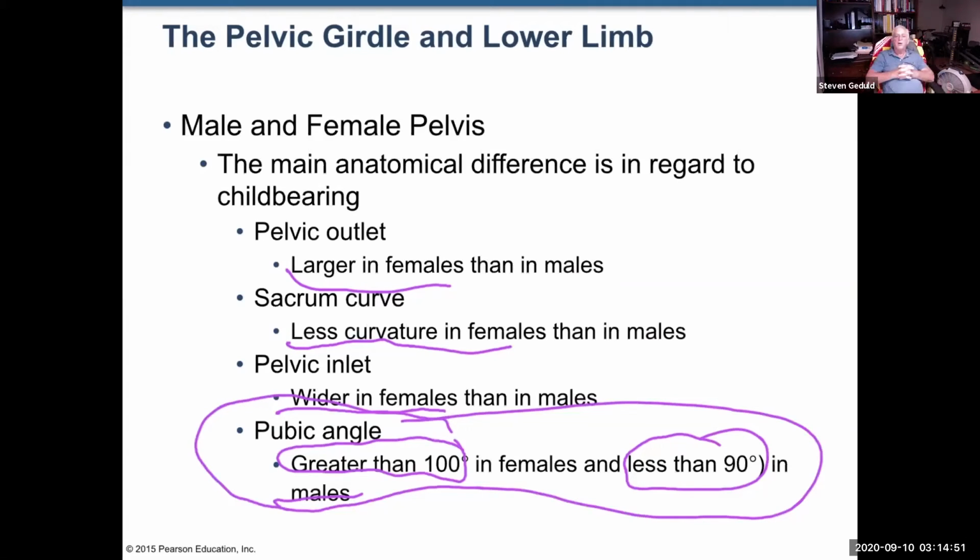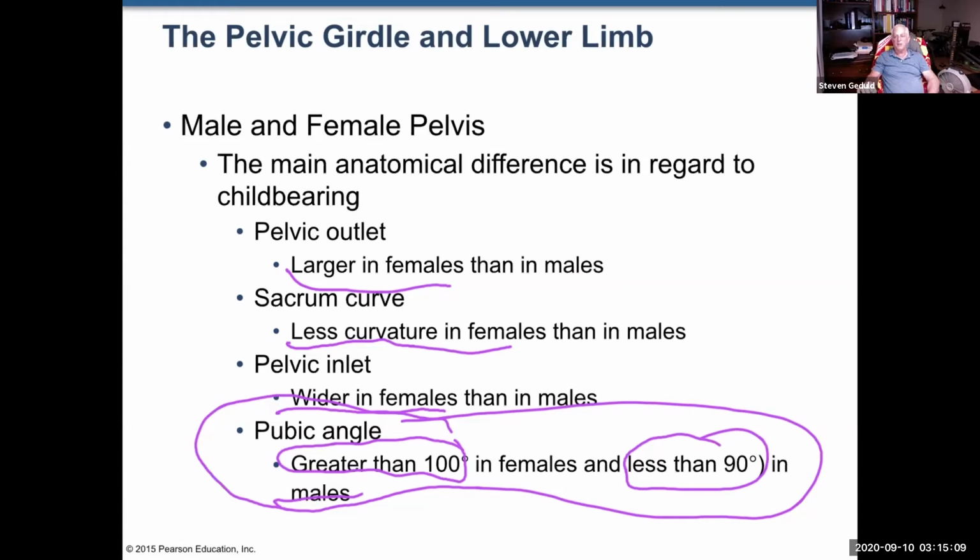If you have a pubic angle and it measures greater than 100 degrees, it's a female. All these CSI shows that say they find a hand bone, oh, it's a male. It doesn't work like that. Or they find a tooth, oh, that's a male. No, it doesn't work like that. You can make a guess, but it doesn't work.